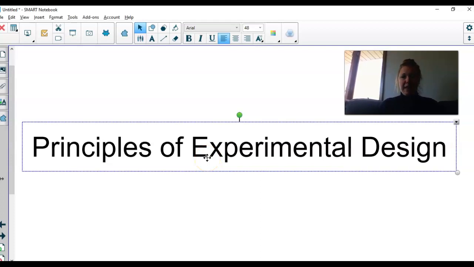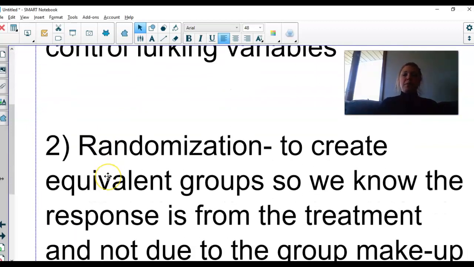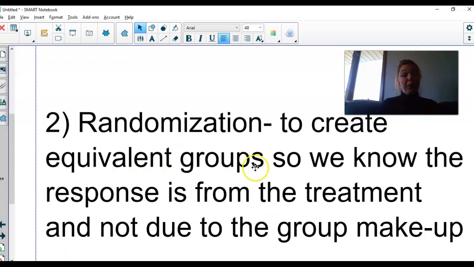Principles of experimental design. There are 3 principles to experimental design. Control: use control groups or control lurking variables. Number 2, randomization. You want to create equivalent groups so we know the response is from the treatment and not due to the group makeup.